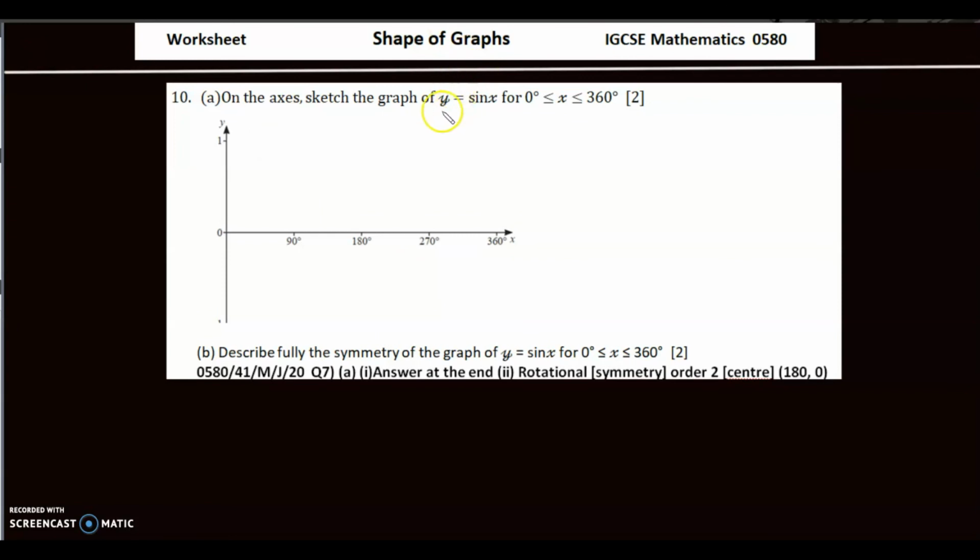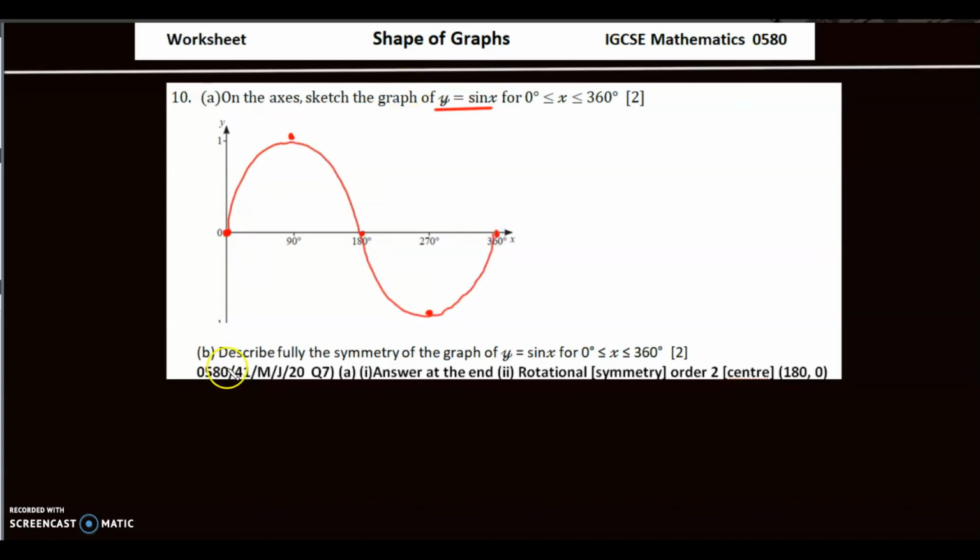Okay, now we have to sketch the graph for y is equals to sin x. When x is 0, sin x is 0. When x is 90, sin x is 1. When x is 180, sin x is 0. When x is 270, sin x is minus 1. And you can find all of these using your calculators. And when x is 360, sin x is 0 again. So we get a curve like this.